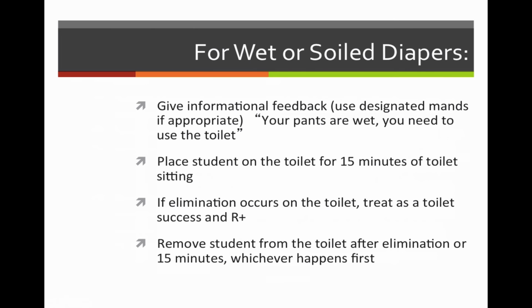Now, if a kid ends up having a wet or soiled diaper within that time frame, again, very informational. You just tell them their pants are wet and we're going to go use a toilet. We're using the toilet for up to 15 minutes. If elimination occurs again on the toilet, go ahead and treat that as a success and then remove them, either after they go or after 15 minutes, whichever one happens first.